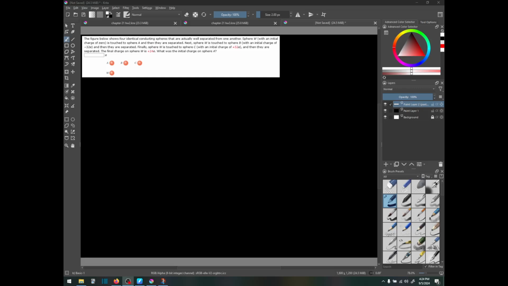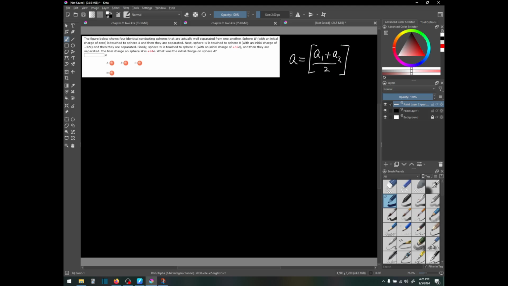Problem number 4 for the homework. This one's going to be using a very slightly different equation. The equation we'll be using for this one is Q, like the overall Q, equals Q1 plus Q2 divided by 2.